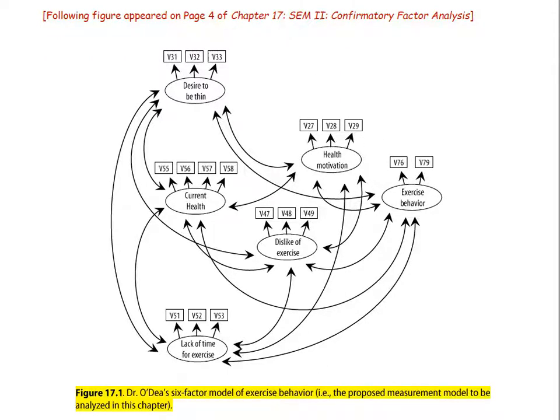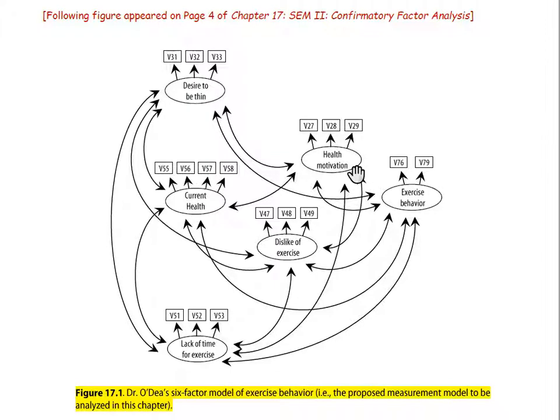This is an example of a causal model that illustrates the relationship between underlying factors and the manifest variables that measure them. We'll get into the details of this in a minute, but just to give you a quick introduction, notice this oval. It is labeled exercise behavior. That is a latent factor. It's being measured by 2 items on the questionnaire. The 2 items are illustrated by these 2 squares. It's being measured by item V76 and V79 on the questionnaire.